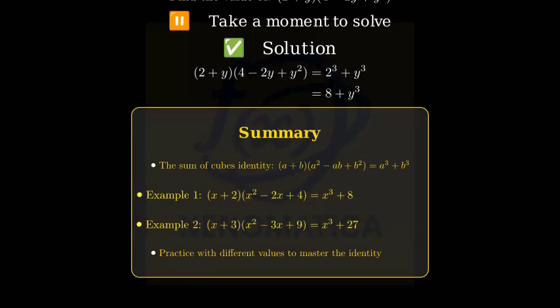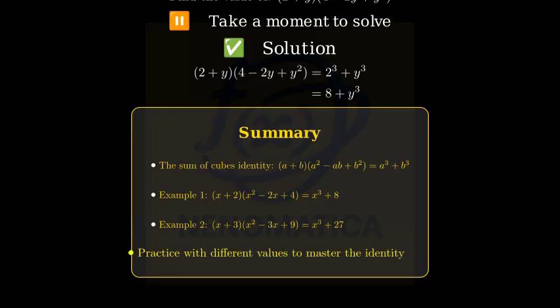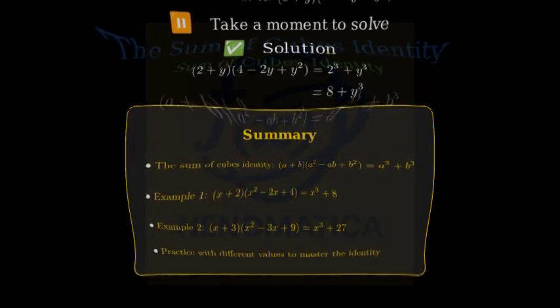We saw how to apply this identity to solve two examples: x plus 2 multiplied by x squared minus 2x plus 4, which equals x cubed plus 8, and x plus 3 multiplied by x squared minus 3x plus 9, which equals x cubed plus 27. Try to practice this formula with different values for a and b to become more familiar with it.